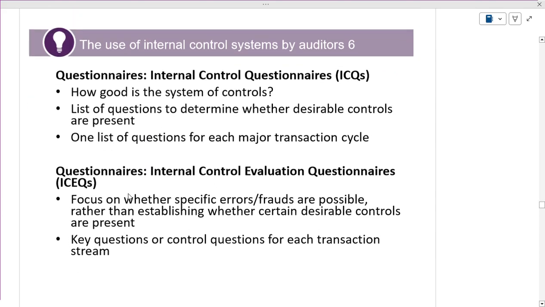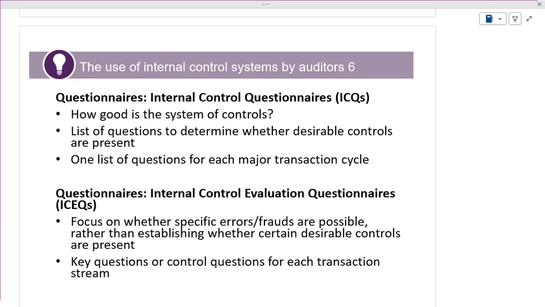Now, coming back to questionnaires, ICQ and ICEQ. See, you have the questionnaire. We are making questionnaires over a period of time. We will give lesser rating scales. How good is the system of controls? We'll say yes or we say no. Are we getting a complete understanding? No, there is a question mark. How good is the system of control? It is a list of questions to determine whether desirable controls are present.